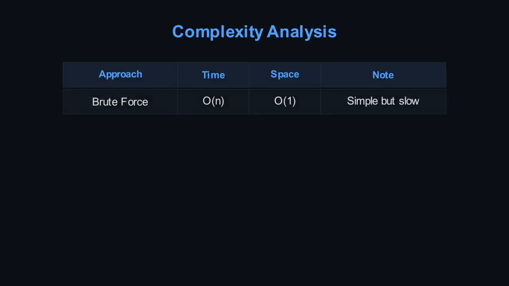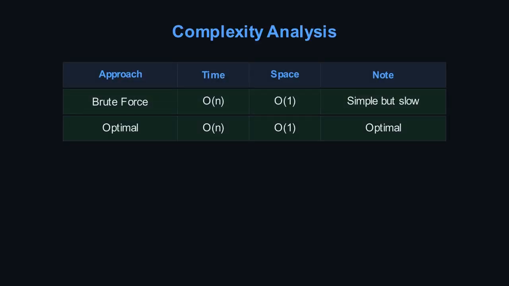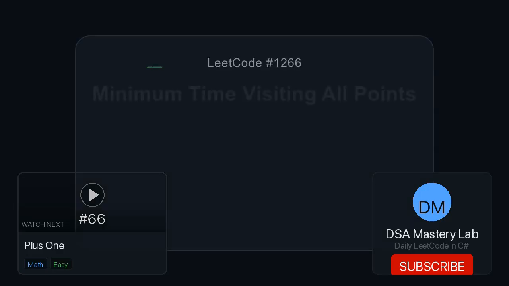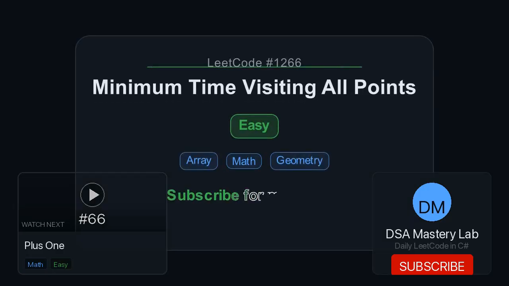The time complexity is O of n, as we iterate through the points array once. The space complexity is O of 1, as we use only a few constant extra variables. Try applying this Chebyshev distance pattern to other grid-based problems.